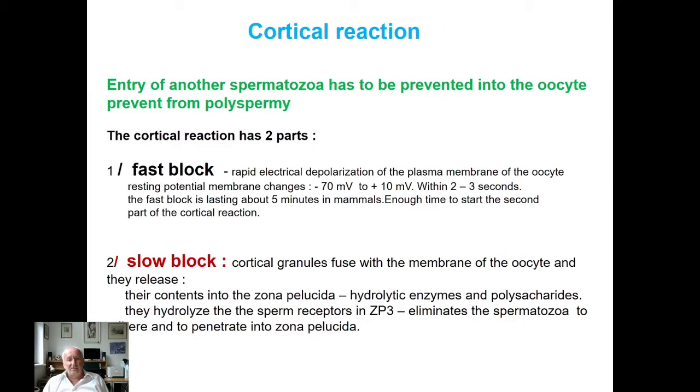And the last, cortical reaction. Please, cortical reaction is the problem of the oocyte, not of the spermatozoa. You don't want another spermatozoa in the cytoplasm. This would be another 23 chromosomes. This would be very bad, I think. So the cortical reaction is very simple.